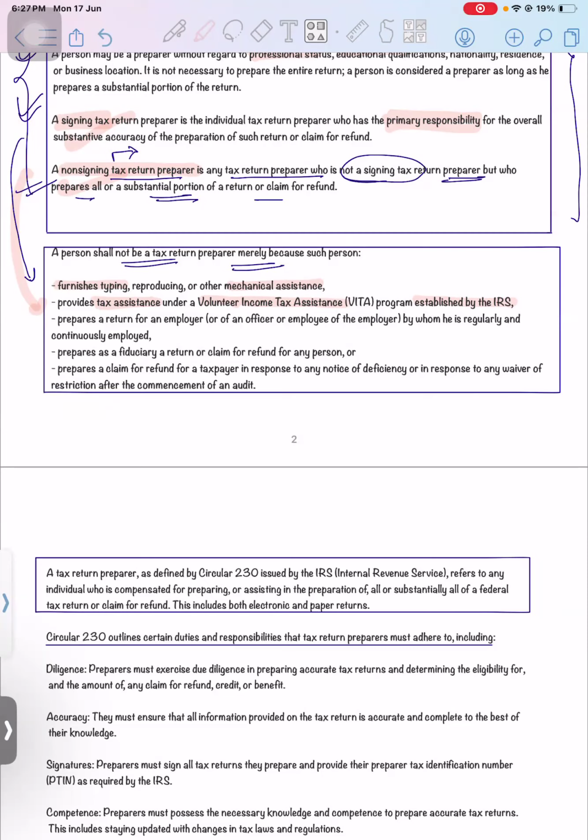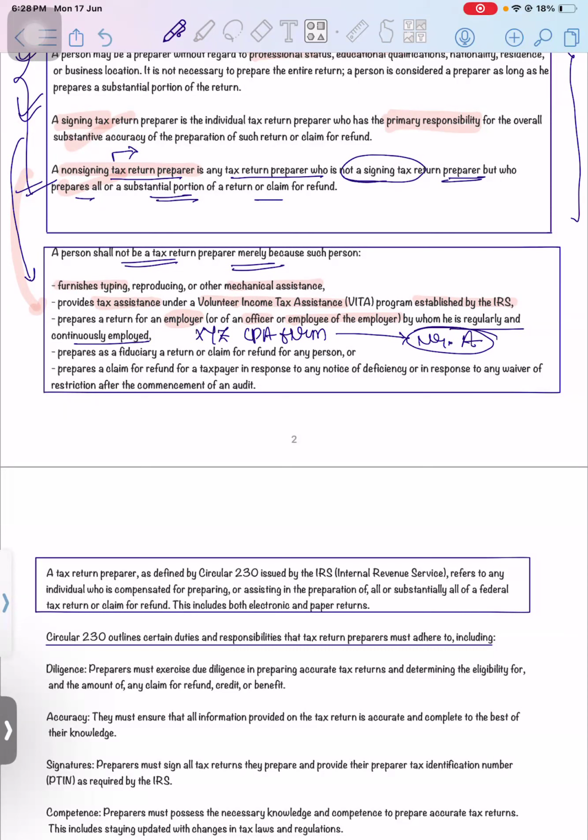The third one is preparing a return for an employer. If you prepare a return for the employer, or for an officer or employee of the employer by whom you are regularly and compulsorily employed. Let's take one example. Let's say you're working in XYZ CPA firm. Now you are employed by this CPA firm. Let's say Mr. A is employed by this CPA firm. It is his regular duty to prepare the return as and when assigned by the manager.